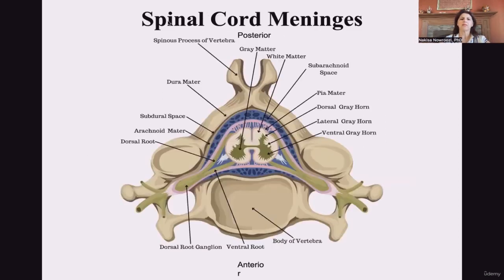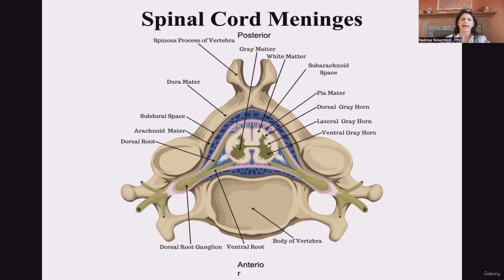Here we're looking more at a cross-section of the spinal cord to look at the meninges in the spinal cord. This is the anterior end. This is the posterior end. How do I know this is posterior? Because the spinous process of the vertebra is a posterior feature. The body of the vertebra is an anterior feature. And I'm looking at it superiorly.